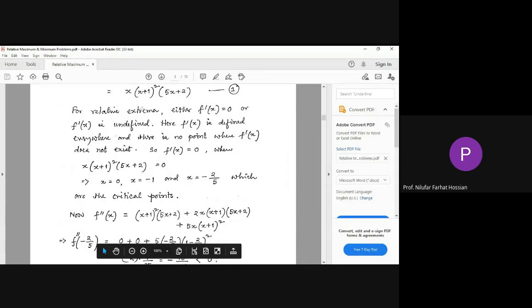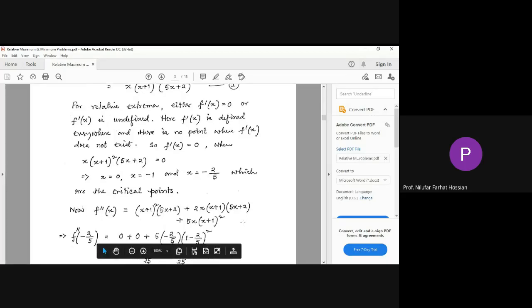Then in the next term, you keep this x fixed and 5x plus 2 fixed. And ddx of this x plus 1 whole square will give you 2 into x plus 1 into 1. That means the term will be 2x into x plus 1 into 5x plus 2. Yes, this one. And thirdly, you keep these 2 factors fixed, x into x plus 1 whole square fixed. So ddx of this third factor will give you simply 5. So the term will be 5x into x plus 1 whole square.